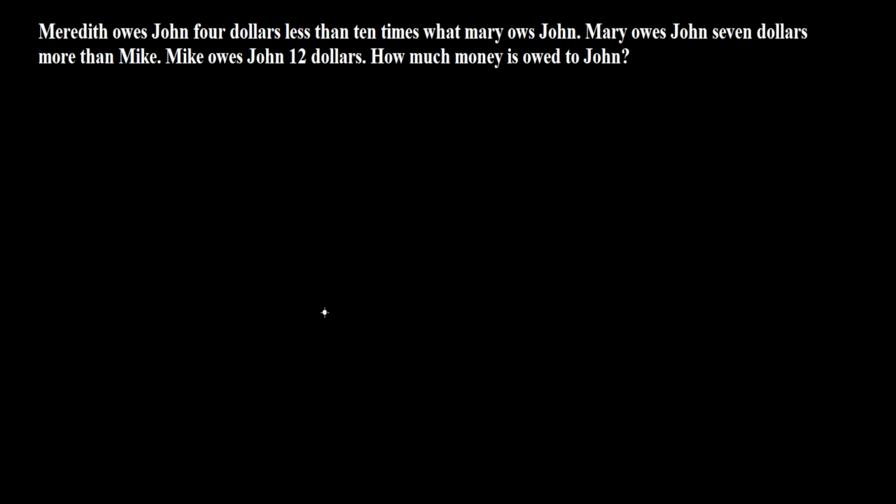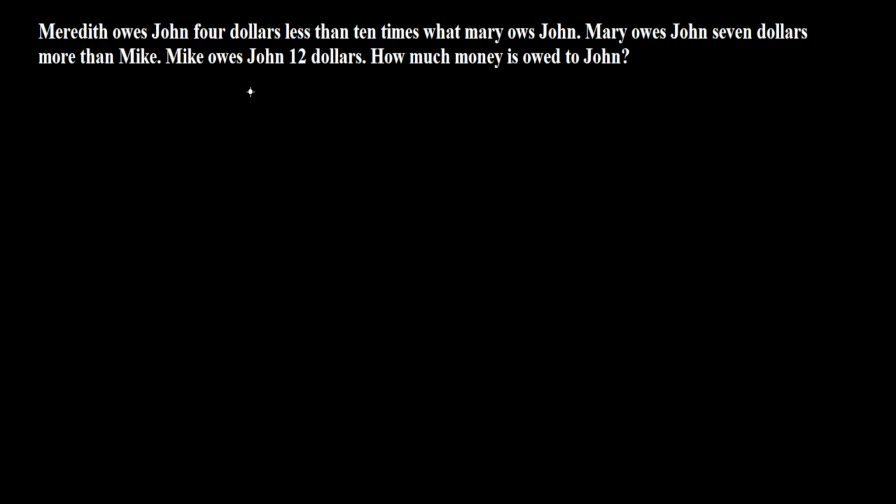So Meredith owes John $4 less than 10 times what Mary owes John. Mary owes John $7 more than Mike. Mike owes John $12. How much money is owed to John? So everybody knows good old John. He's just lending out money left and right.